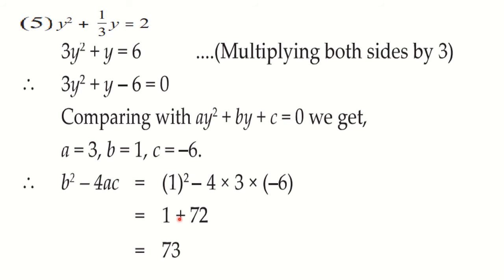So 1 square is 1. And here this minus and this minus is going to give you plus. So first of all, write down the plus sign here. If you are writing a minus sign here, then you will be in trouble. You will get a negative answer. Just now I explained to you that you cannot get a negative answer here. If you are getting a negative answer here, then you are not going to get the roots. So 4 into 3, 12 and 12 into 6, 72. So 1 plus 72, that is 73. So we got the value of b square minus 4ac as 73.